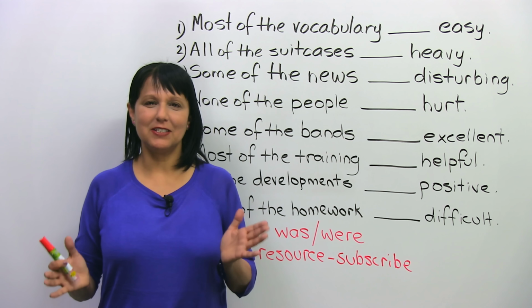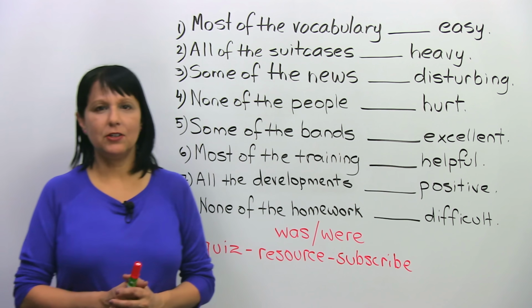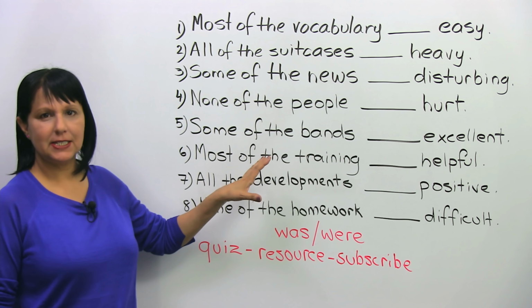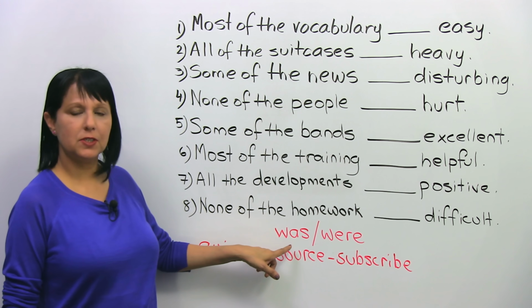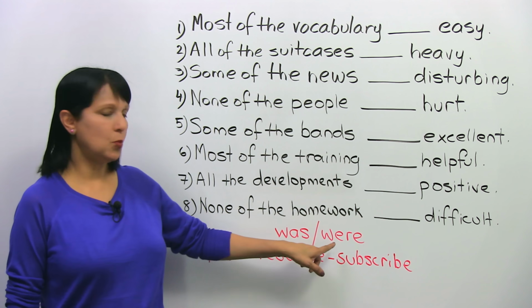All right, so let's practice what we've learned, okay? So what I would like you to do is, while we're doing these sentences, decide whether to use the verb was or were.